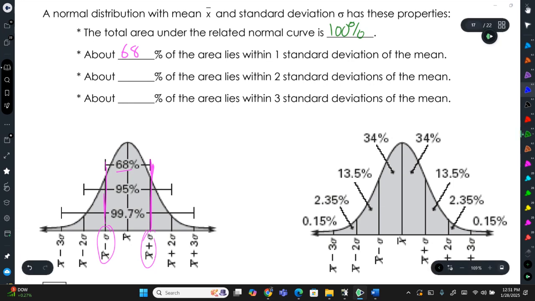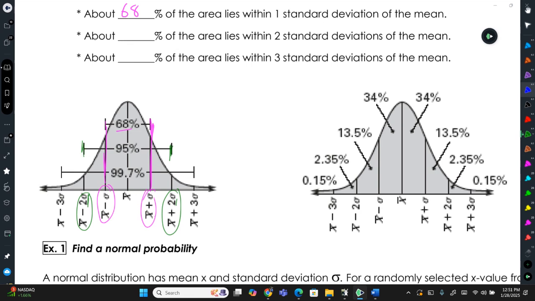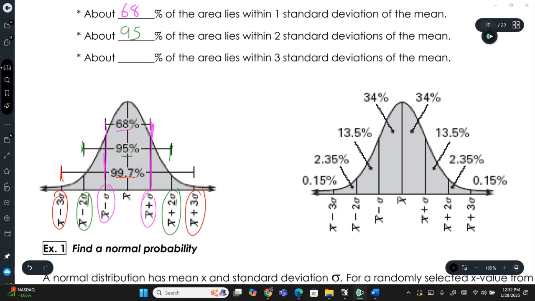Now if we go out, the mean minus two standard deviations and the mean plus two standard deviations, that is 95%. So 95% of the data is within two standard deviations. And then finally, we have three standard deviations below the mean and three standard deviations above the mean, and 99.7% of the data falls within that range.